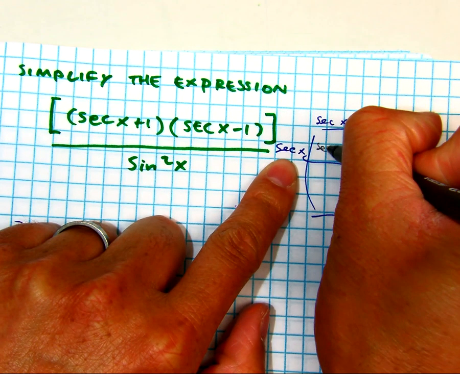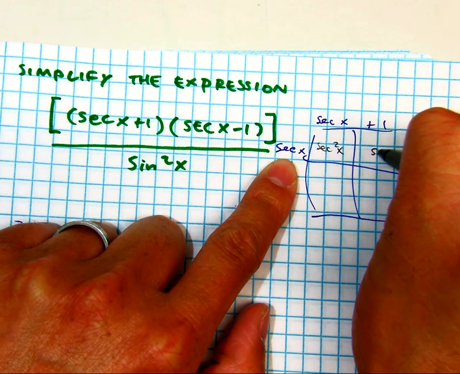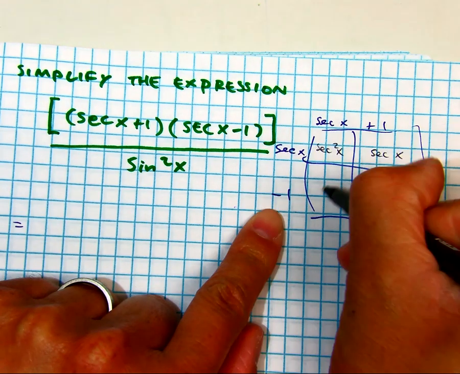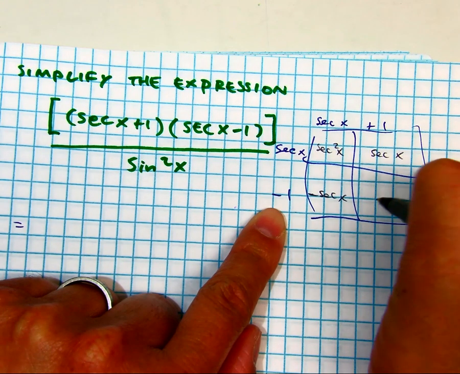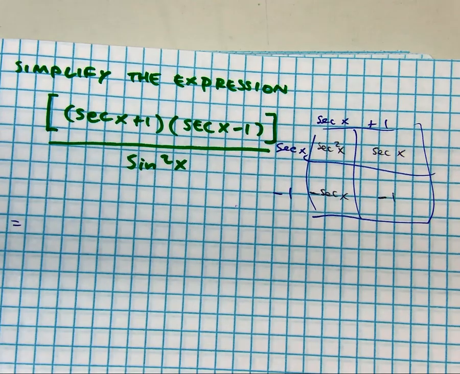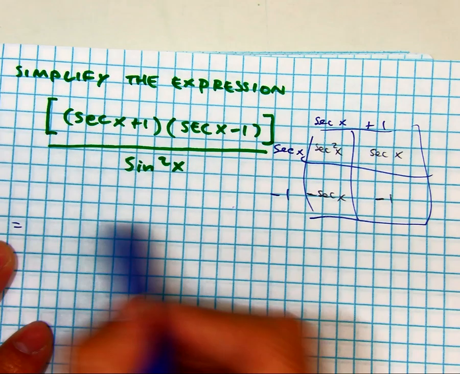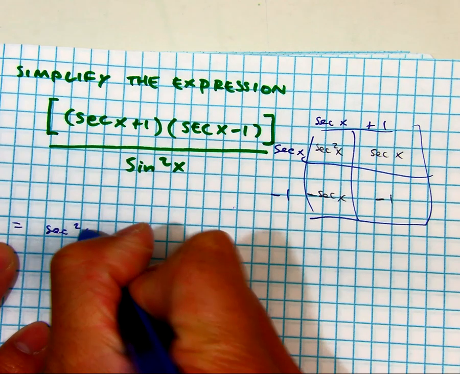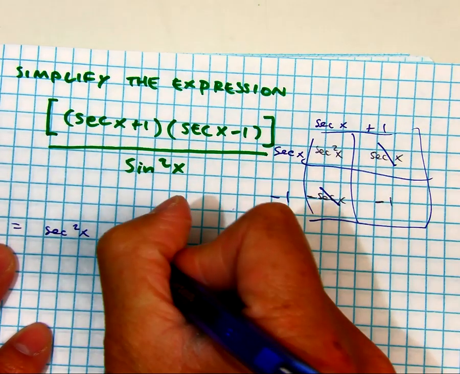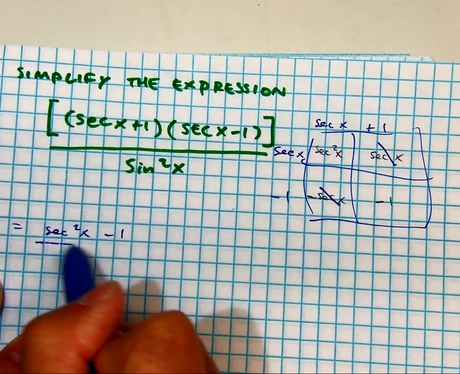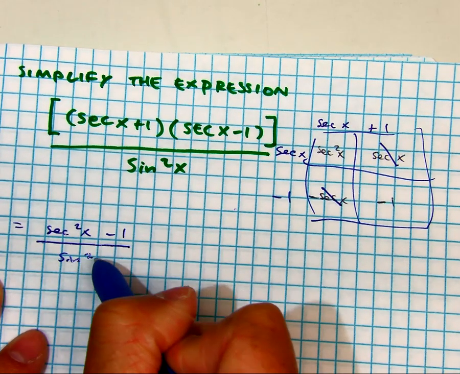Multiply these two, you get secant squared x, secant x, negative secant x, and negative 1. So I'm going to combine like terms, so I get secant squared x. These two terms will cancel, and you're just left with minus 1 over sine squared x.